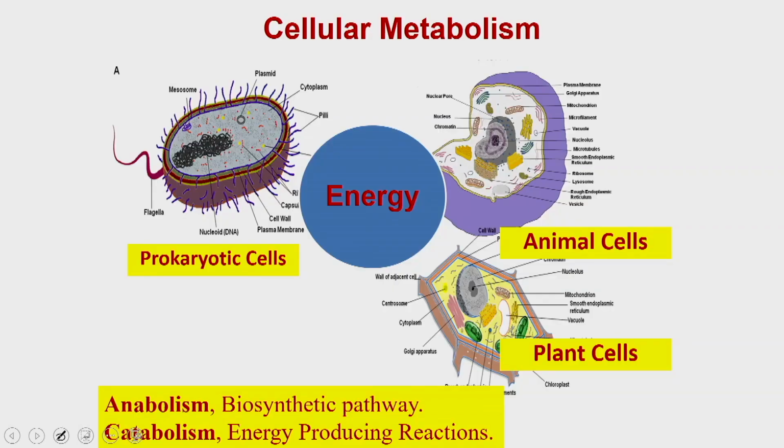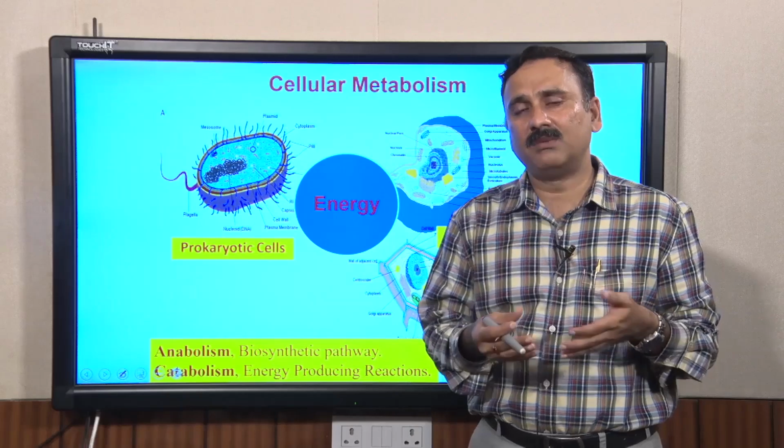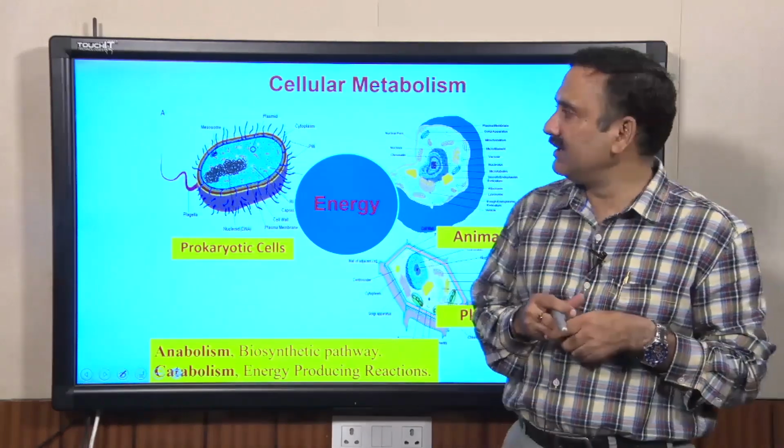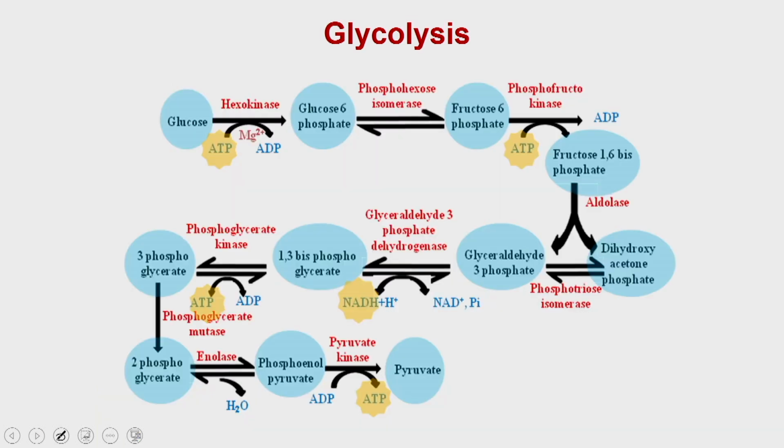So, apart from that, once we were done with the basics of the host in module 1, we moved on to understand the metabolism of the host, and in that context we discussed the metabolism operating within prokaryotic cells, within the animal cell, and within the plant cell. We discussed the anabolic pathways, which means the biosynthetic pathways, and the catabolic pathways, which means the energy producing reactions. In this context, we discussed glycolysis.